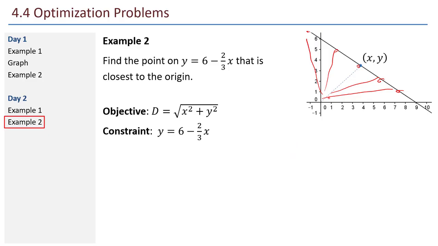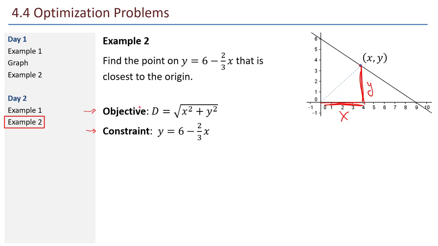So as always, we have an objective function and we have a constraint. I've already put the objective function down there for you. The objective function is simply the distance from the origin to the point on the line. So you can think about this as the Pythagorean theorem. I have an x and a y, and so the hypotenuse will be the square root of x squared plus y squared. There's the distance. And my constraint is that the point xy has to lie on the line, so y equals 6 minus 2/3 x.